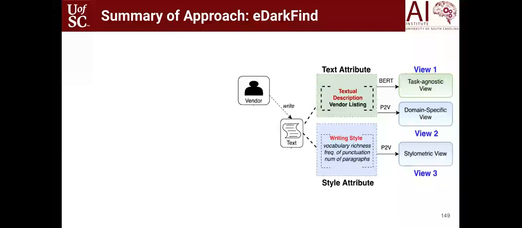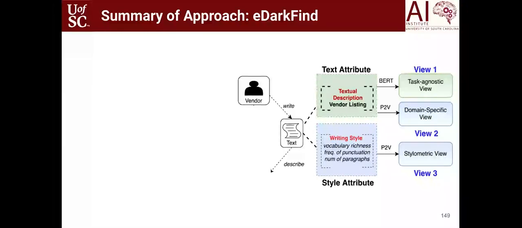Our third view, as we can see here, focuses on capturing the writing style of the vendor, which is generally characterized by the use of their personal vocabulary or the usage of stop words. So although the content and the context may vary between documents, the style of usage of stop words and special characters is roughly similar. To do so, we extracted only the stop words from the listing of the vendor and used the paragraph vector again to model the style attribute.